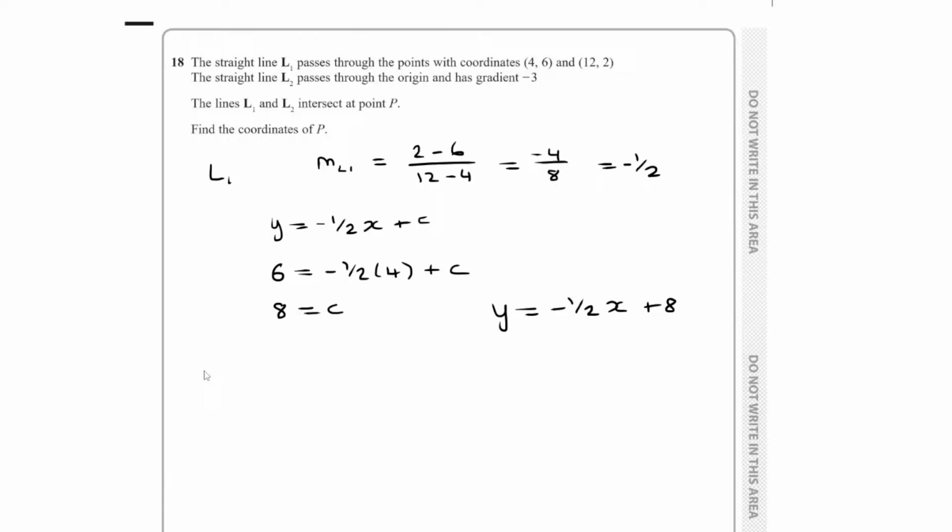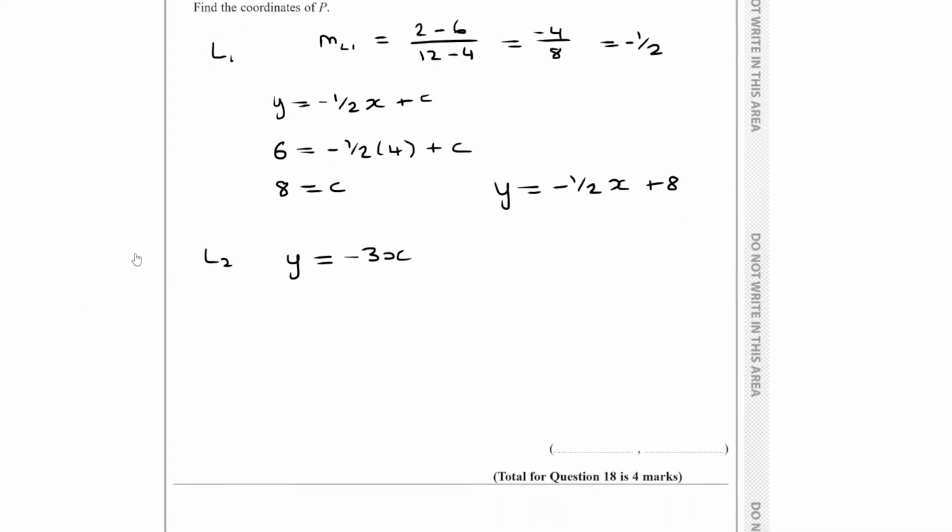Line 2 is a bit easier because they've already told us that the gradient is minus 3, and they've told us that it crosses through the origin, which means that there is a plus c, but the plus c is 0, isn't it? So that's just minus 3x. Now, where they intersect is where they're equal to each other, isn't it? It's the exact same coordinates, so I'm going to make them equal because they're both y is the subject. So minus 3x is equal to minus a half x plus 8. If you add that, you get minus 2.5x is 8. You might as well just divide that straight away then.